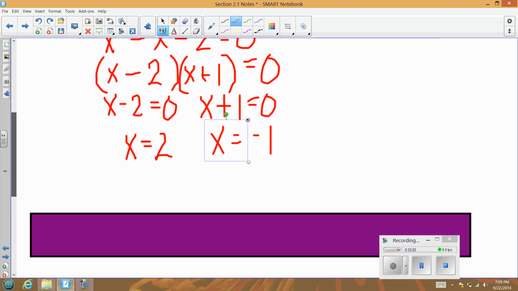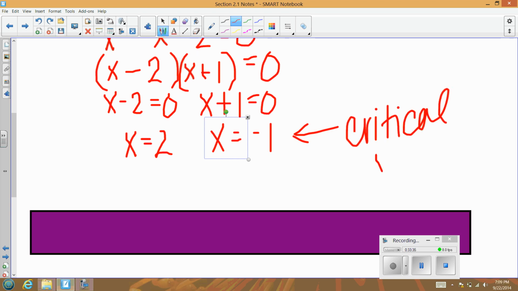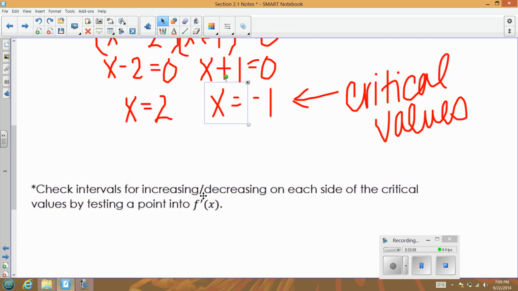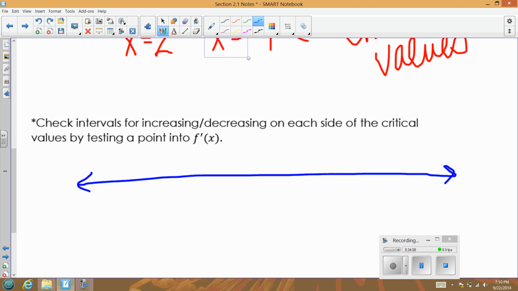Now the next stage, once we get these 2 values, these are our critical values. And we have to use these to figure out the intervals for increasing and decreasing. Remember that the critical values are the only places where your function can change from increasing to decreasing. So what we're going to do is set up a number line with these critical values on it. I'm going to have -1 here, and I'm going to have 2 over here.